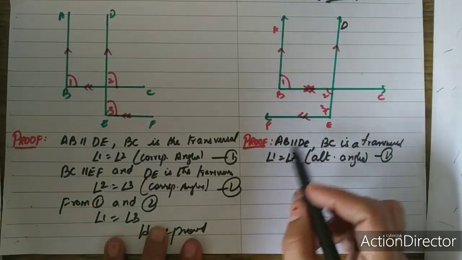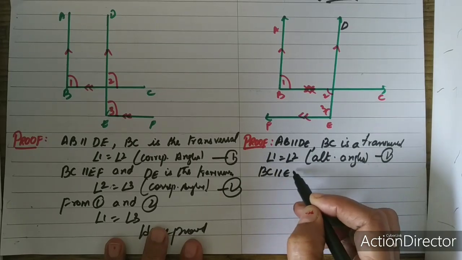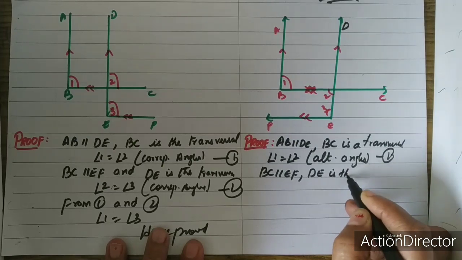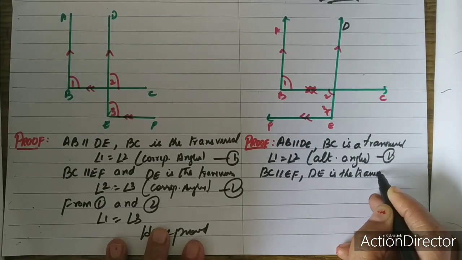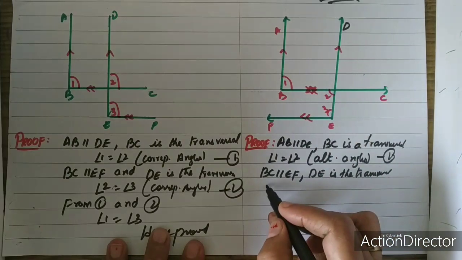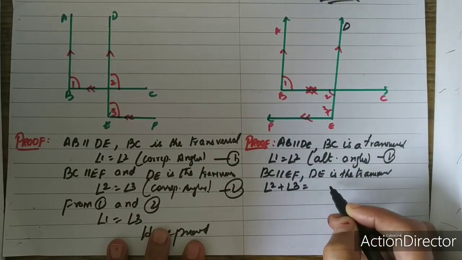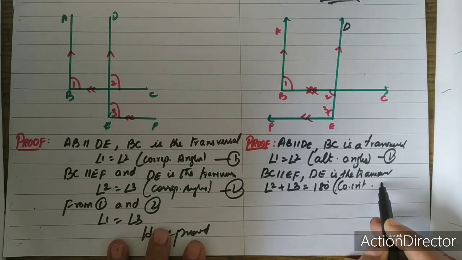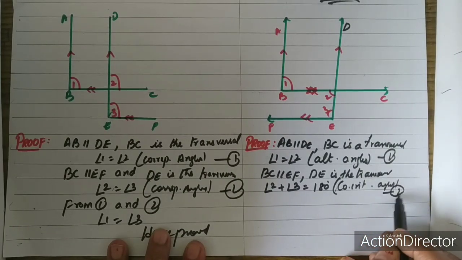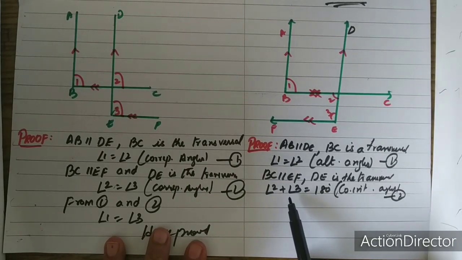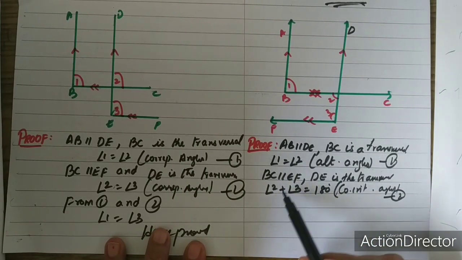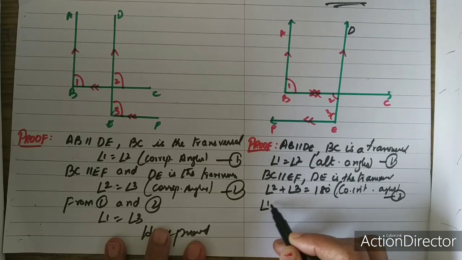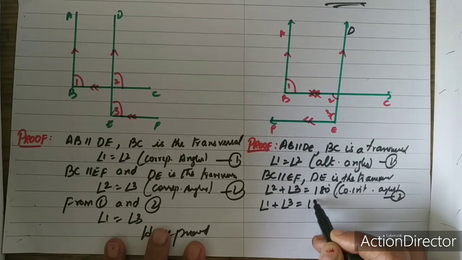Now BC is parallel to EF and DE is a transversal. So you can say angle 2 plus angle 3 is equal to 180 degrees. What are these two angles? Co-interior angles. So name it as equation number 2. In equation number 2, I am going to replace angle 2 by angle 1 because 2 is equal to 1. So I will be writing angle 1 plus angle 3 is equal to 180 degrees.